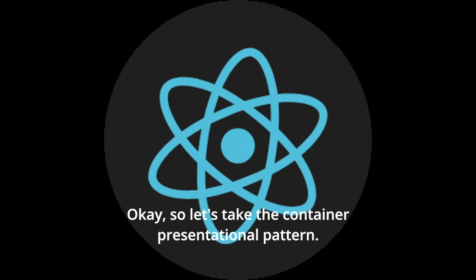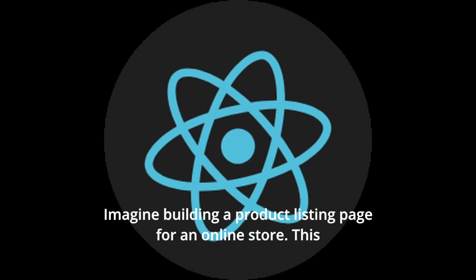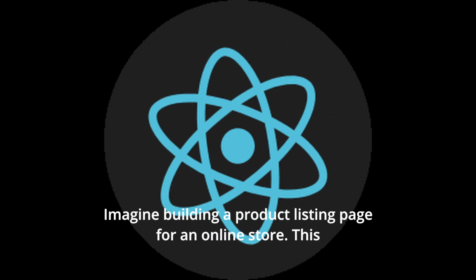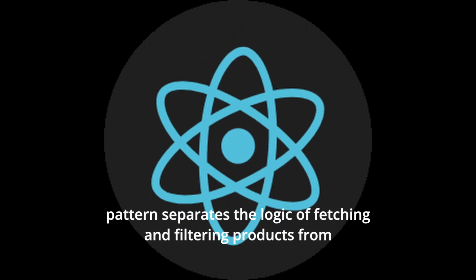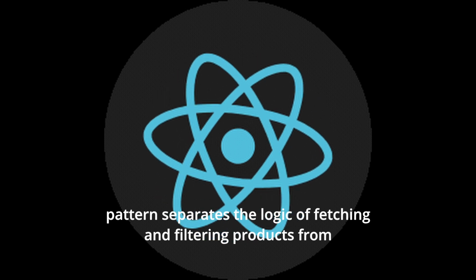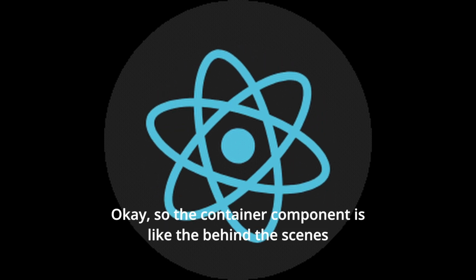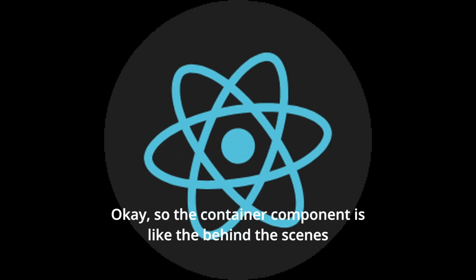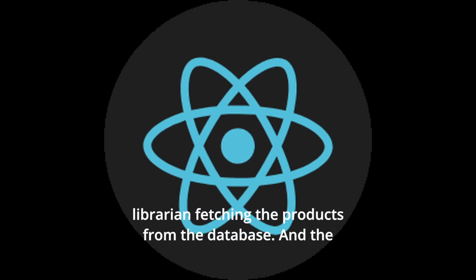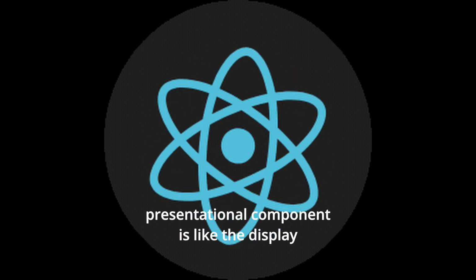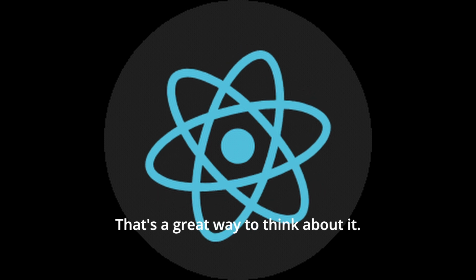Okay, so let's take the container presentational pattern. Imagine building a product listing page for an online store. This pattern separates the logic of fetching and filtering products from the presentation of those products. So the container component is like the behind-the-scenes librarian fetching the products from the database. And the presentational component is like the display shelves, showcasing those products to the user. You got it. That's a great way to think about it.